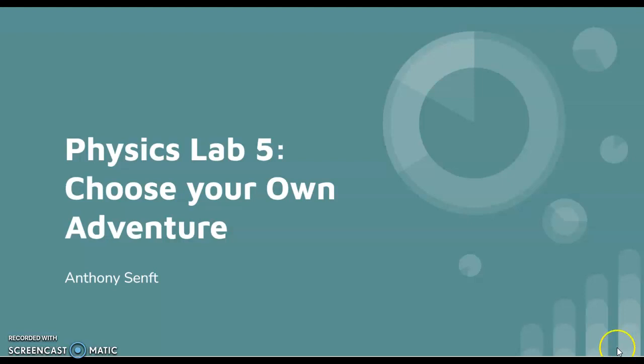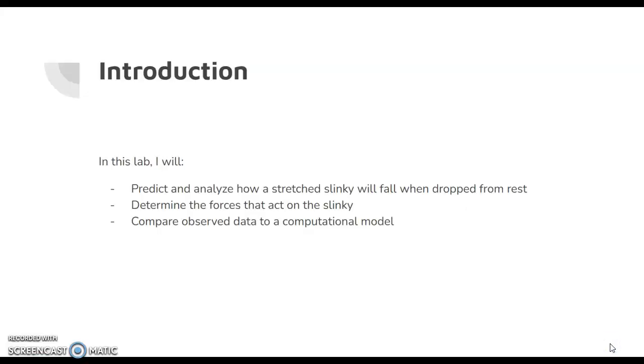My name is Anthony Senft, and this is Physics Lab 5, Choose Your Own Adventure. In this lab, I chose to analyze a slinky that's being dropped from rest, but it's also stretched, so there's kind of two components to the slinky. You have the top and the bottom of the slinky, and we're going to determine some of the forces that act on that slinky and why those forces make it fall in kind of an unexpected way when it's dropped.